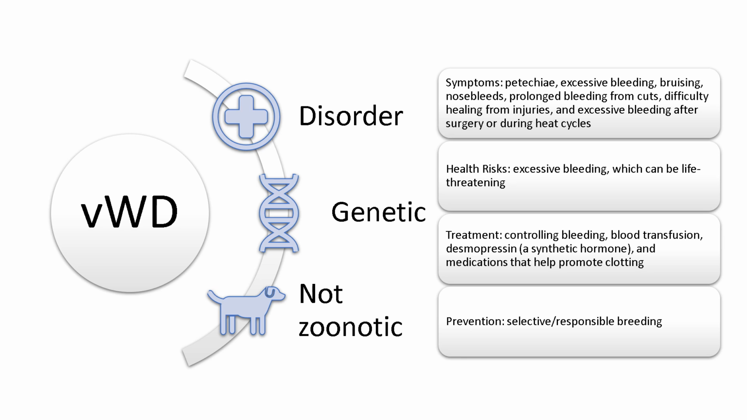Von Willebrand's disease is a genetic disorder that affects blood clotting. It is one of the most common inherited bleeding disorders in dogs. It is a genetic condition caused by a deficiency or dysfunction of von Willebrand factor, a clotting protein essential for platelet function in blood coagulation.